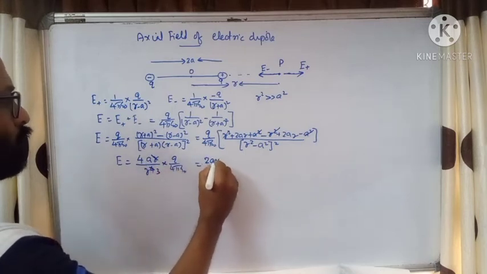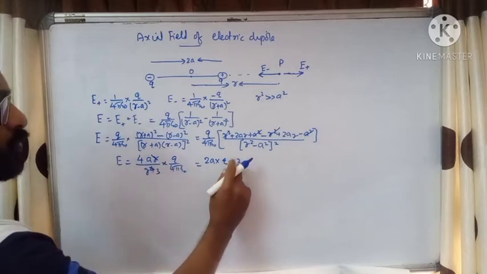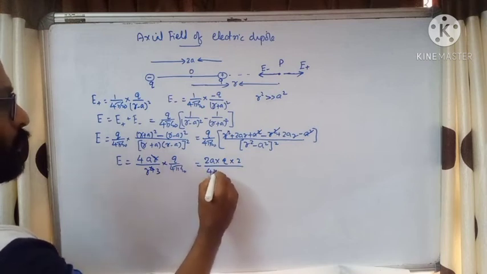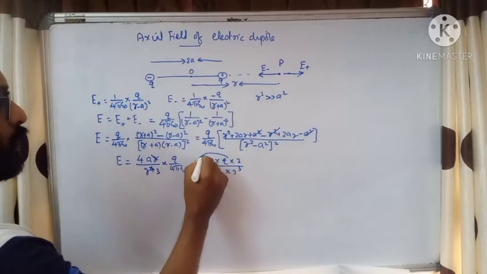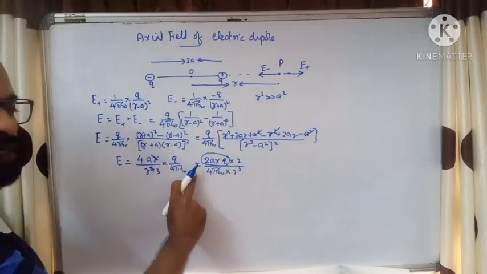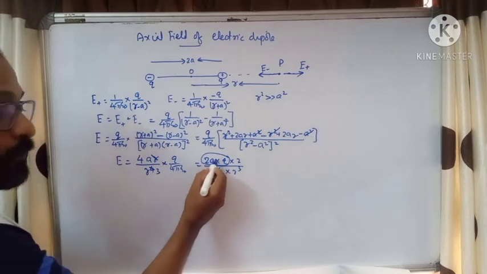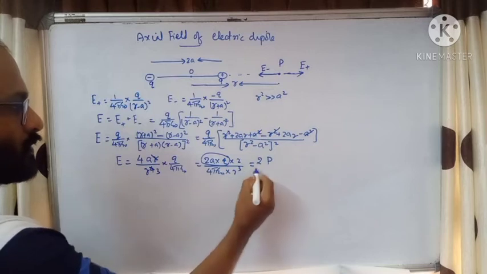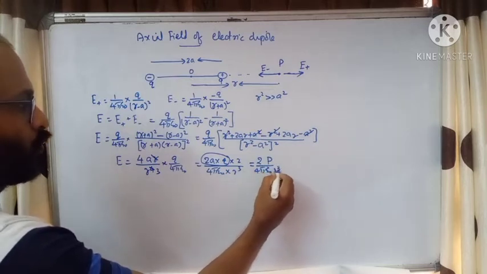2a into q, then one more 2 is there. That 2 I have written separately. Then what is there in the denominator? 4 pi epsilon 0 into r cube. What is 2a into q? We have seen in the previous class, 2a into q means one of the charges into the distance between them, just the dipole moment. So I can write 2 into dipole moment, by 4 pi epsilon 0 r cube.